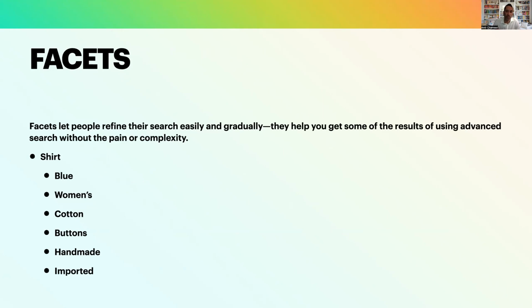Facets are ways to gradually filter things and find them. For instance, a shirt can have facets for the color, the gender that wears the shirt, the material, the type of buttons, how it's made, where it's imported. These are different facets. A search engine would allow users, and Amazon is great in that you can really go granular and find very specific pieces of information based on different characteristics, which are called facets.